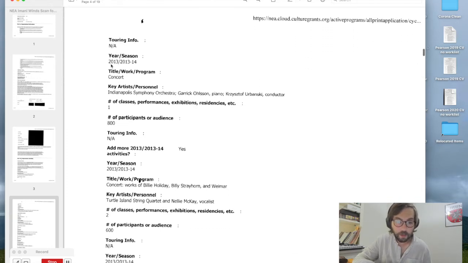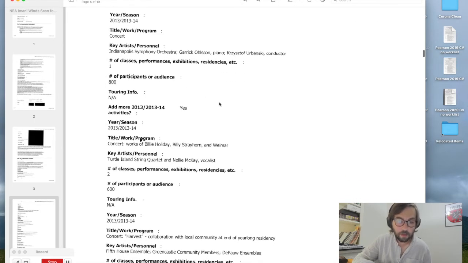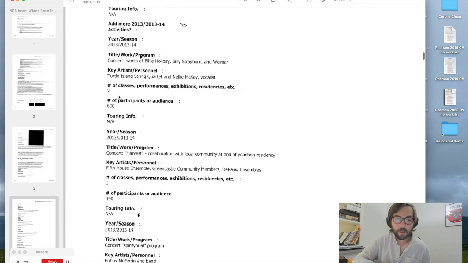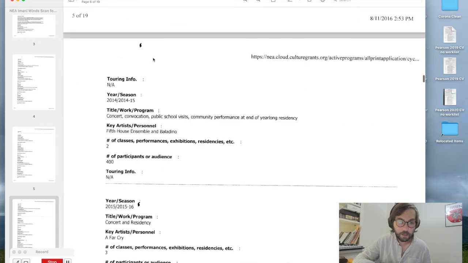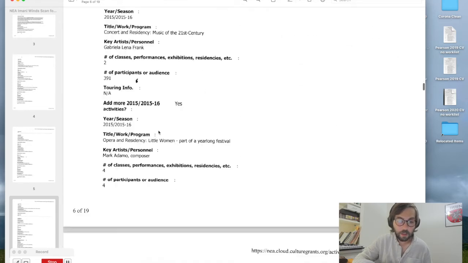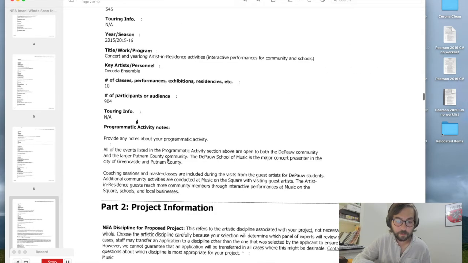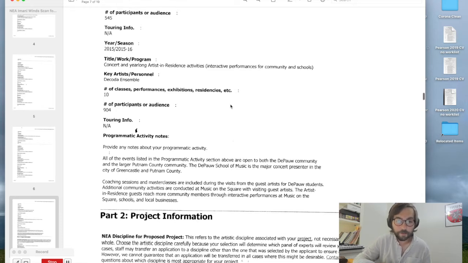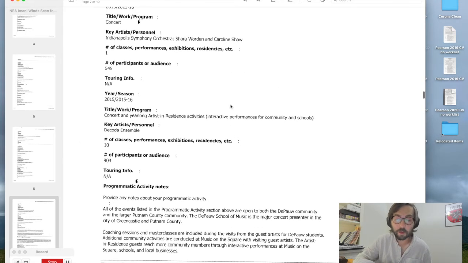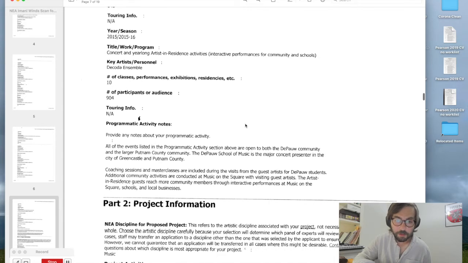Here's another 13-14, Indianapolis Symphony Orchestra participation. String quartet, Fifth House Ensemble, King Singers. This is all the last, I guess at this point, 3 or 4 years of programmatic activity. A lot of detail in there, really showing the folks reading this that you're the real deal.